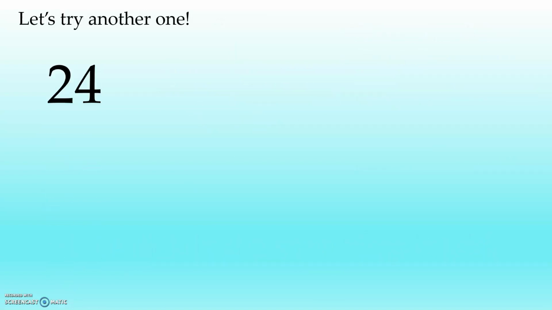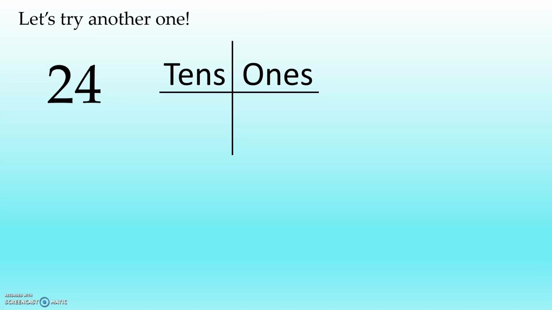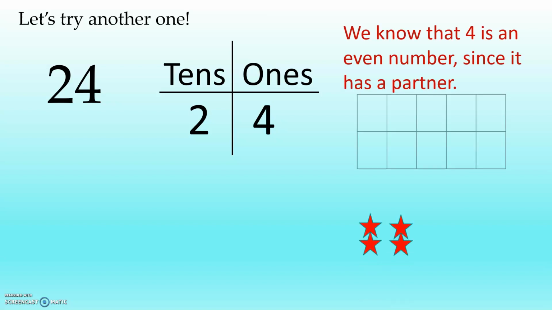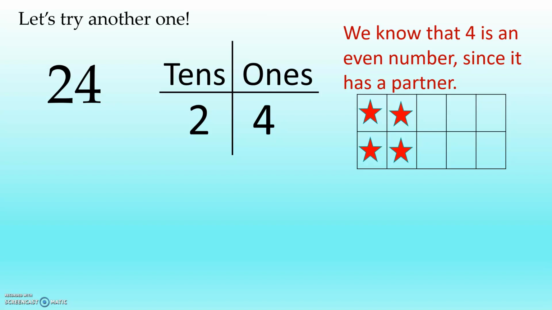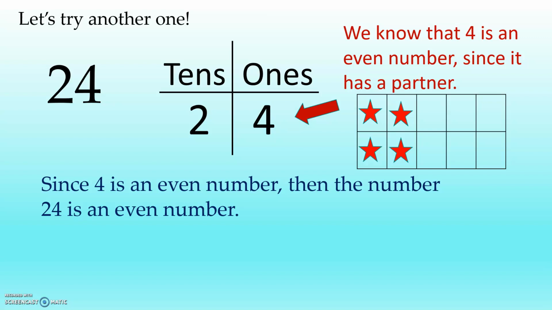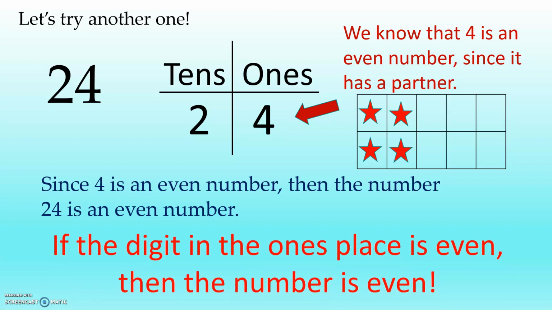Let's try another one. 24. Again, we'll put up our place value chart. 2 in the tens place, 4 in the ones place. So we're going to look at 4. We know 4 is an even number because it has partners. Each one of the stars has a partner, so it must be even. And since 4 is an even number, then the number 24 is an even number. Because if the digit in the ones place is even, then the number is even. And this works for any number, any time. 24 is an even number.